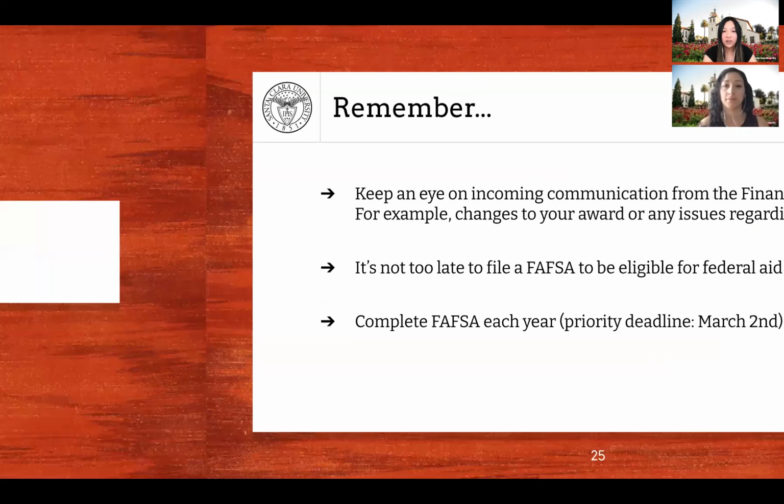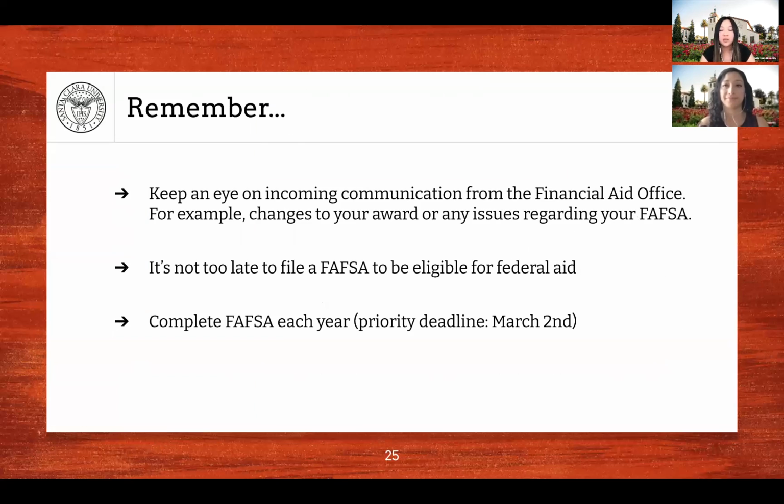And then some final reminders, just to keep an eye out for any communication that comes from our office. Often that'll be coming from the onestop@scu.edu email. And we will contact the student directly if there's anything that needs to be done. So maybe changes to your award, or if there are any issues regarding your FAFSA that need to be resolved.